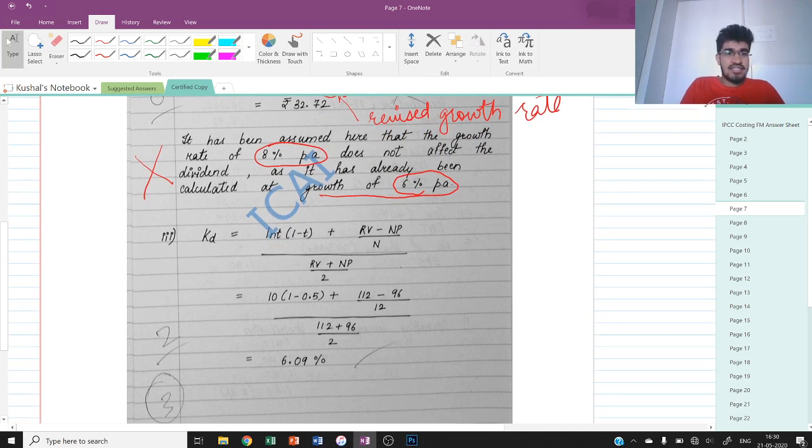That was also a very easy question. All the data was given in the question. We simply had to substitute the data in the formula in order to compute the cost of debt. The cost of debt is nothing but interest into 1 minus tax plus redemption value minus net proceeds whole upon n, whole upon redemption value plus net proceeds whole upon 2. Okay, you have to learn this formula. You simply have to substitute the figures to get the final answer of 6.09%, and this is how I was able to fetch 2 out of 2 marks in this particular question.